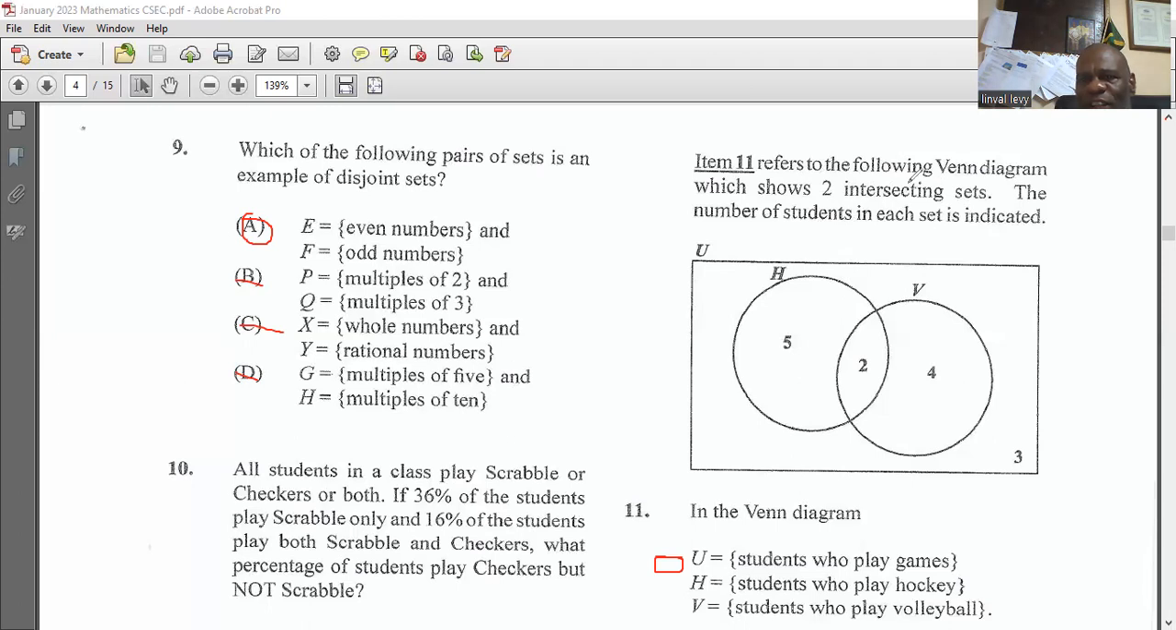This refers to the following Venn diagram, which shows two intersecting sets. The number of students in each set is indicated. So there you have it. H has 5 and 2, 7, right? And V has 2 and 4, so that's 6, okay? And then there are 3 who are neither a part of hockey and volleyball. So you have 3 students who don't play either sport, if this was a sport thing. And then you have 2 students who play both sports.